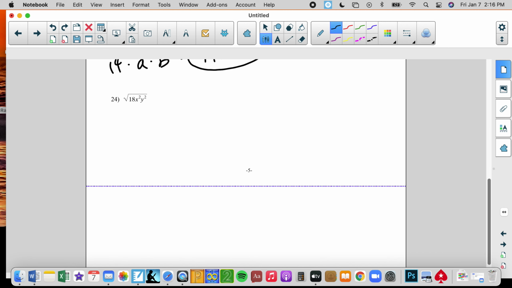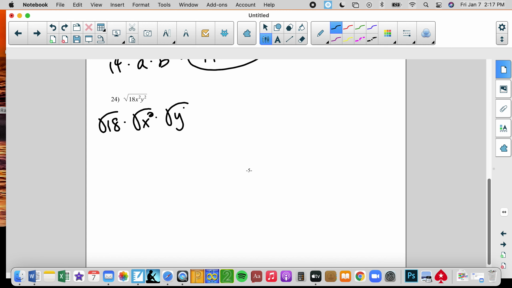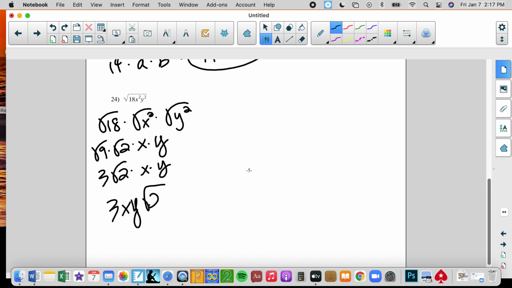Number 24: rad 18, rad x squared, rad y squared. 18 I'm going to break into rad 9, rad 2. The square root of x squared is x, the square root of y squared is y, the square root of 9 is 3, and rad 2 times x times y, so my answer would be 3xy rad 2.